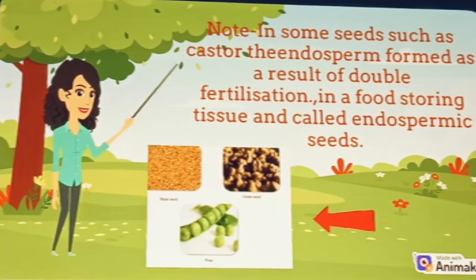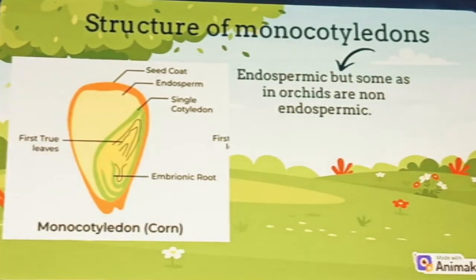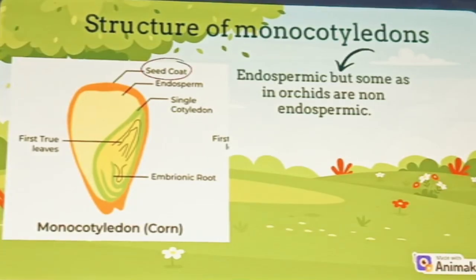After that, we will study the structure of monocotyledonous seeds. Generally, monocotyledonous seeds are endospermic, but some, as in orchids, are non-endospermic. In the seeds of cereals such as maize, the seed coat is membranous and generally fused with the fruit wall. The endosperm is bulky and stores food.